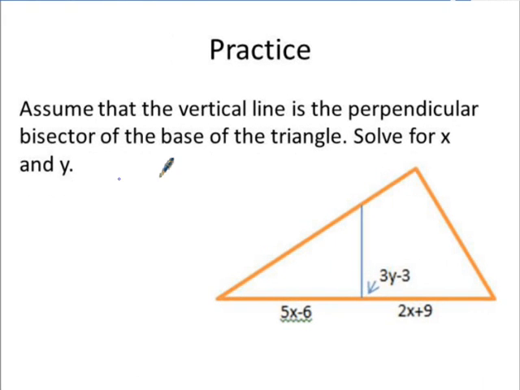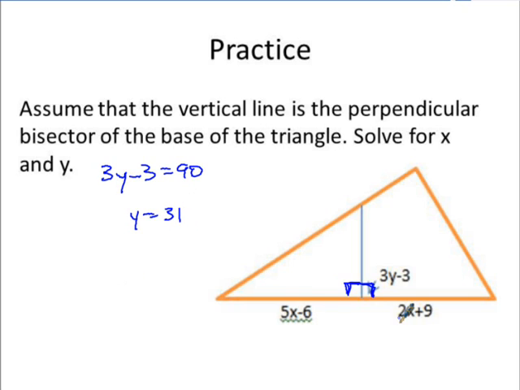So, practice. Assume that the vertical line is a perpendicular bisector of the base of the triangle. Solve for x and y. If this is perpendicular, that means that's also perpendicular. So 3y minus 3 is that angle, and that's got to be equal to 90. Add 3 to both sides, and y equals 93 over 3, so that's 31.